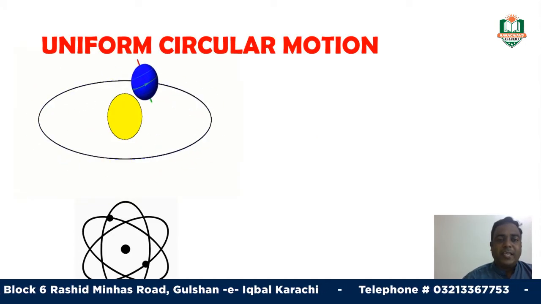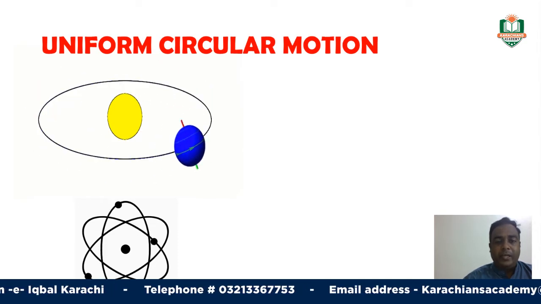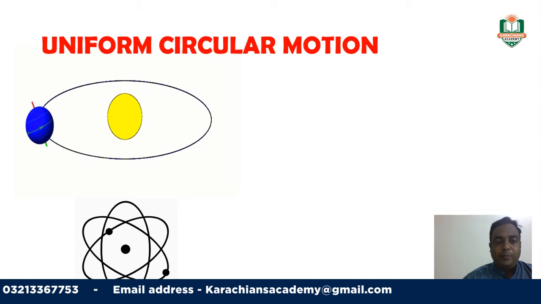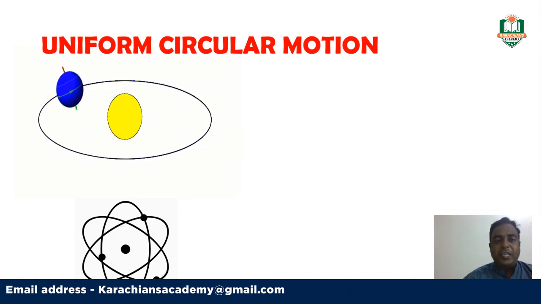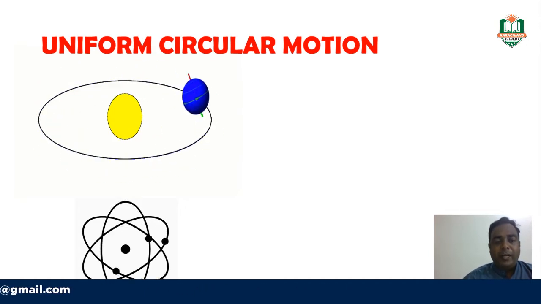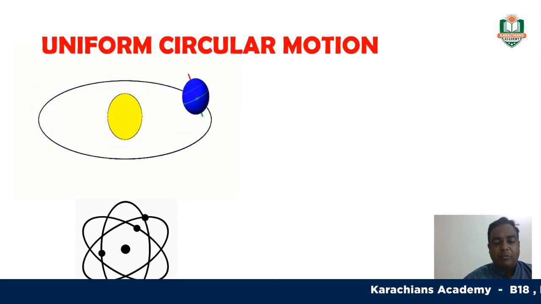When we are discussing uniform circular motion, we must study the change in position, or the change in equal position in every time interval, on a circular track. There are two examples shown here: the earth moving around the sun, and the revolution of an electron around the nucleus.